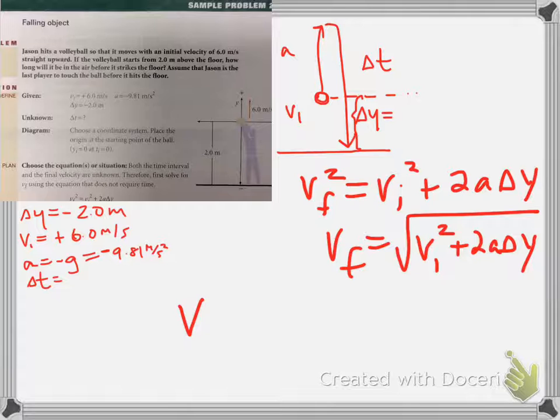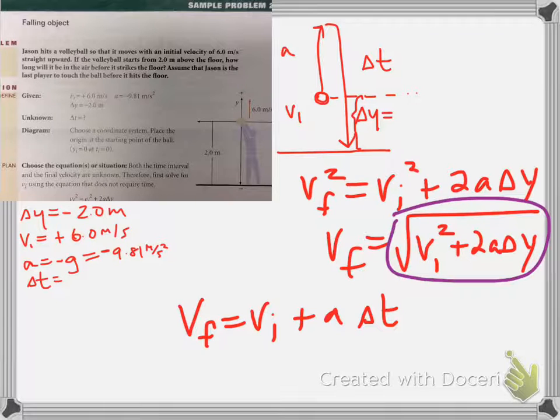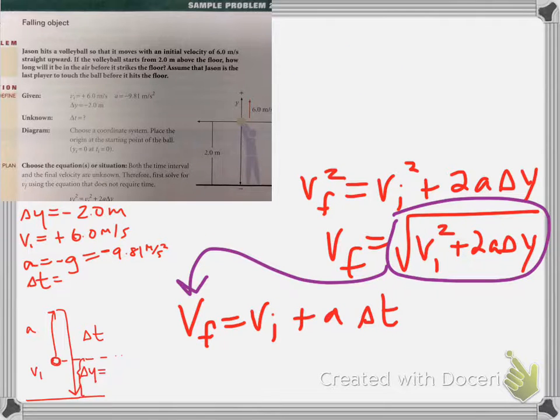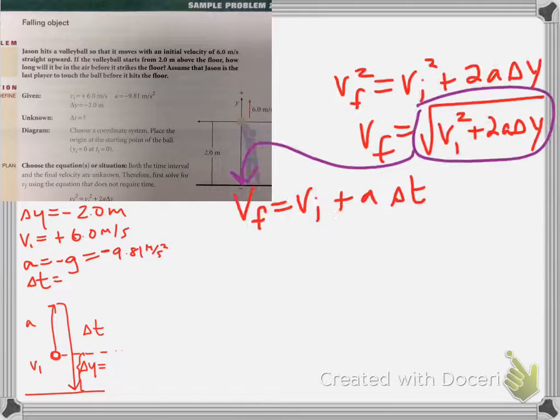Now, could we do this? Vf equals Vi plus a delta t. Yes. And could we plug that whole mess in there? Yes. So what I'm going to do is first solve for delta t in my second equation. I'm going to set this over here. I'm going to move all of this up.